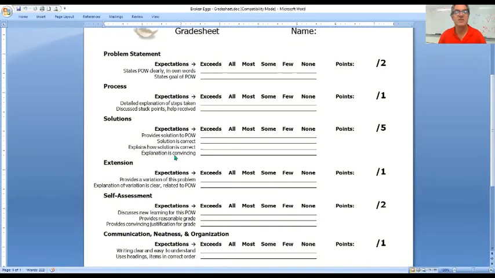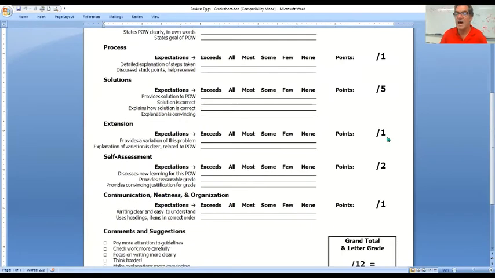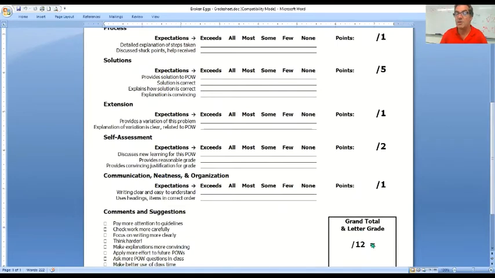The solution section is the most important part of this POW. If you notice along the right side, you can see the amount of points available for each section. And the solution is worth 5 points out of a total of 12 down below here. So it's not quite half, but it's almost half. So make sure you do a good job on your solution.